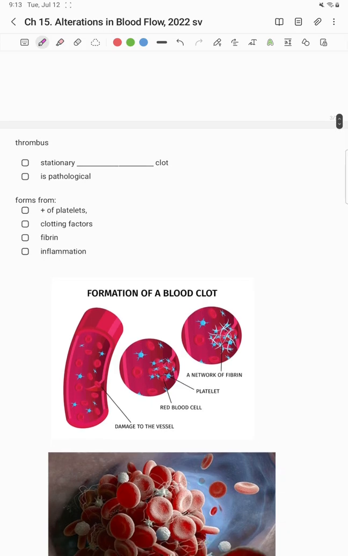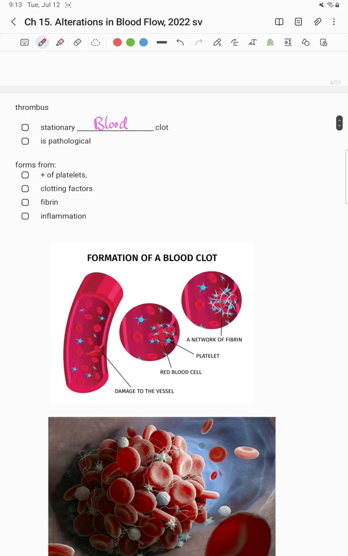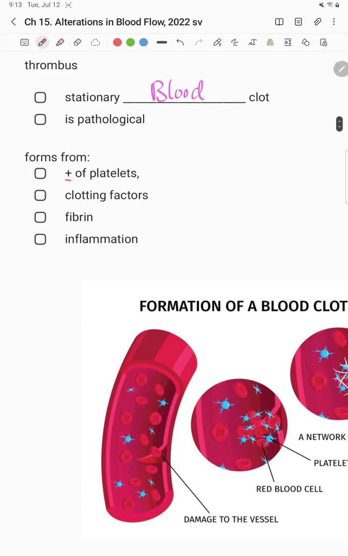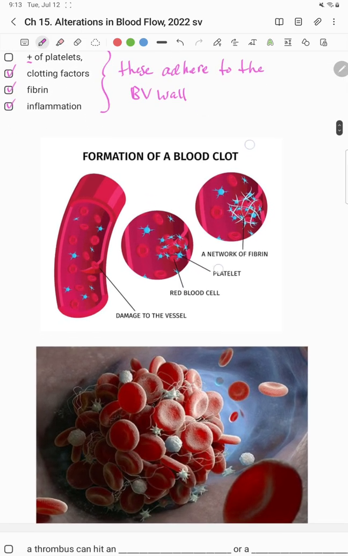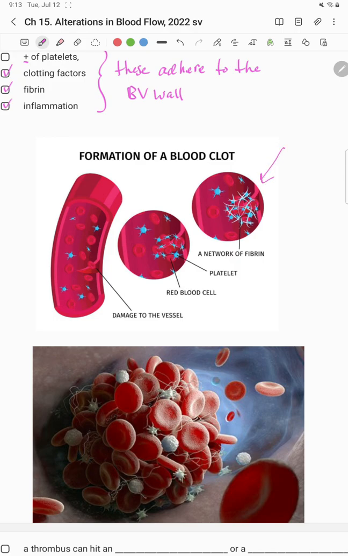A thrombus, a stationary blood clot, is considered a pathological condition. It forms from the activation of platelets, clotting factors, fibrin, and inflammation. All of these become very sticky and adhere to the blood vessel wall.